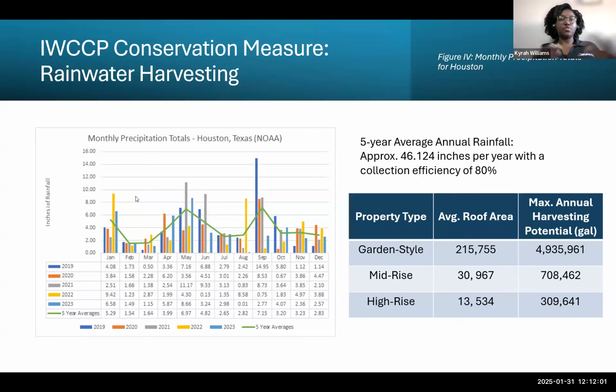across the building typologies. Yes, garden styles may be low in number, but they cover a much larger parcel of land, hence a larger roof area, which would allow it to harvest more or have a higher harvesting potential. Whereas with mid-rise and high-rise properties, the higher you go up, the smaller the roof area. And as you see, those numbers are right in line.